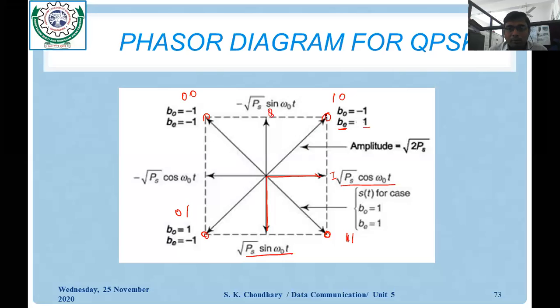If you have to move from one symbol to another symbol, you follow a path across these axes, of 180° or maybe 90° maximum. Generally a 90° path would be there. In offset QPSK you have to follow 90°. In general QPSK you follow 180°.